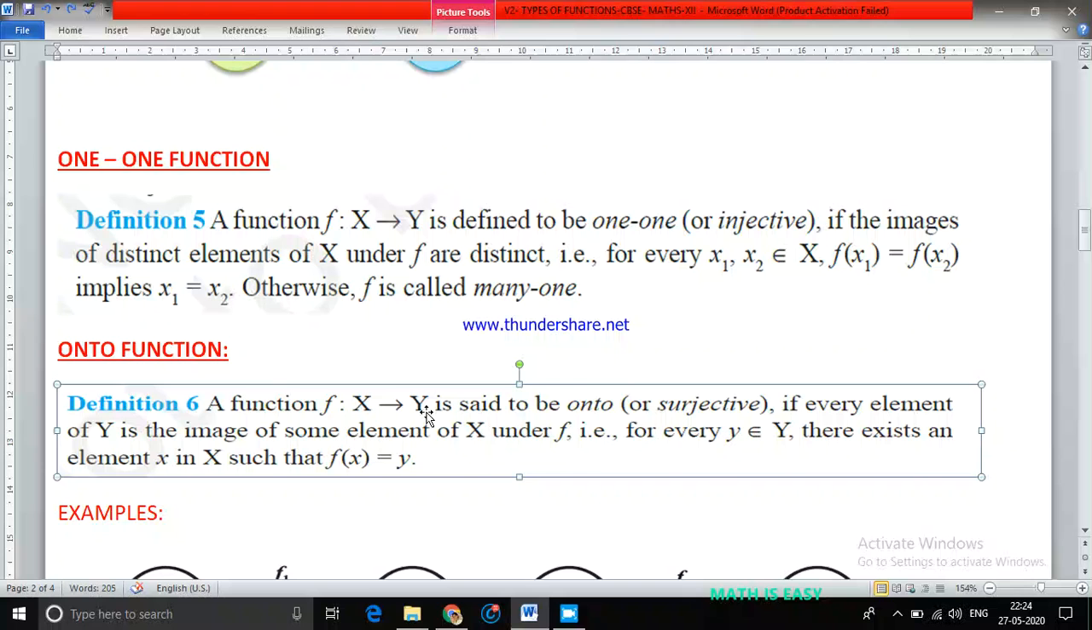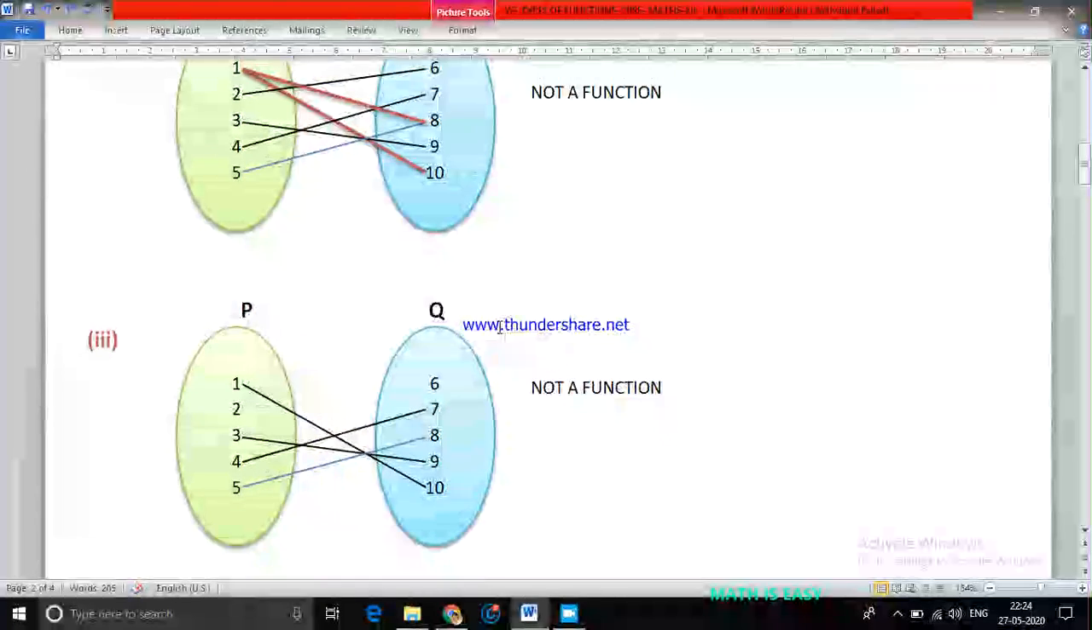If you want to say it is an onto function, every element of y must be mapped by the elements of x under the function f. That is, for every y belonging to y, there must be an element x in x such that f of x equals y. I hope you have understood the definition. Let's go back to the example.